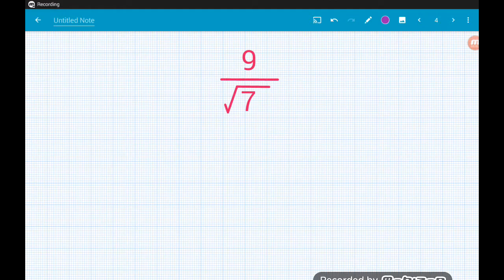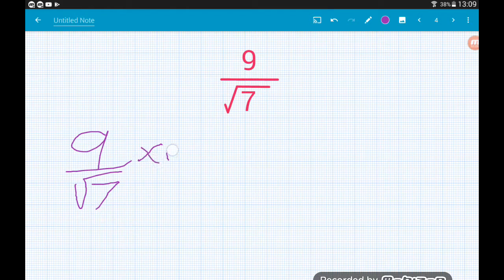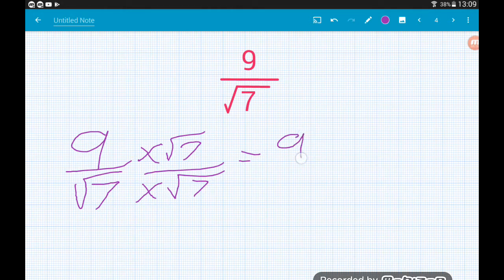Having a peek at this one, 9 over root 7. We're going to need to multiply the top and bottom by root 7, and that's going to give us, up on top, 9 root 7 all over 7. So 9 over root 7 is equal to 9 root 7 over 7.